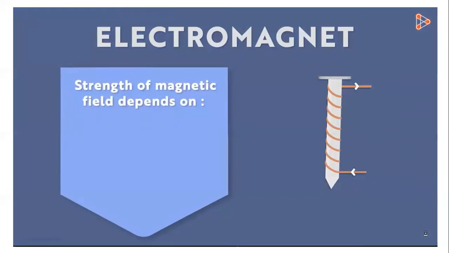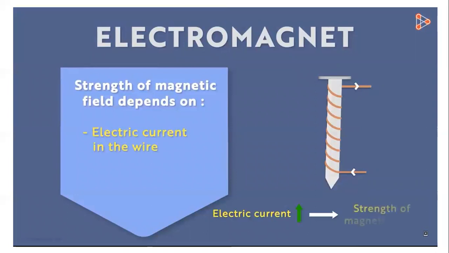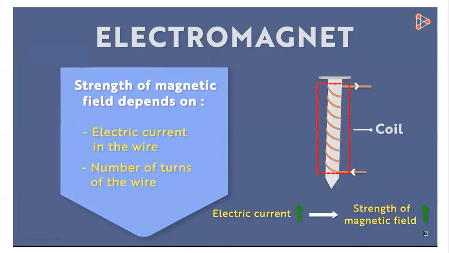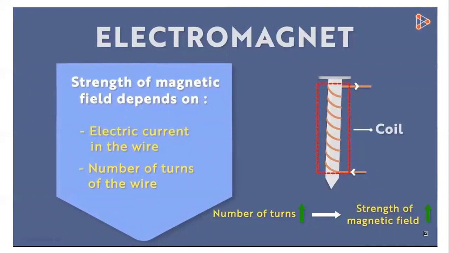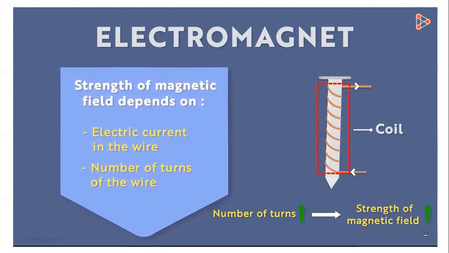Now, there are some factors on which the strength of the electromagnet depends. The current flowing in the wire is one of them. If we increase the flow of the current in the wire, the strength of the magnetic field of this electromagnet will also increase. Is there any other way? Yes, there is. Another way to increase the strength of this magnetic field is by increasing the number of turns of the wire around the nail. The more turns, the stronger the magnetic field will be. We will learn about these factors in much more detail in higher grades.